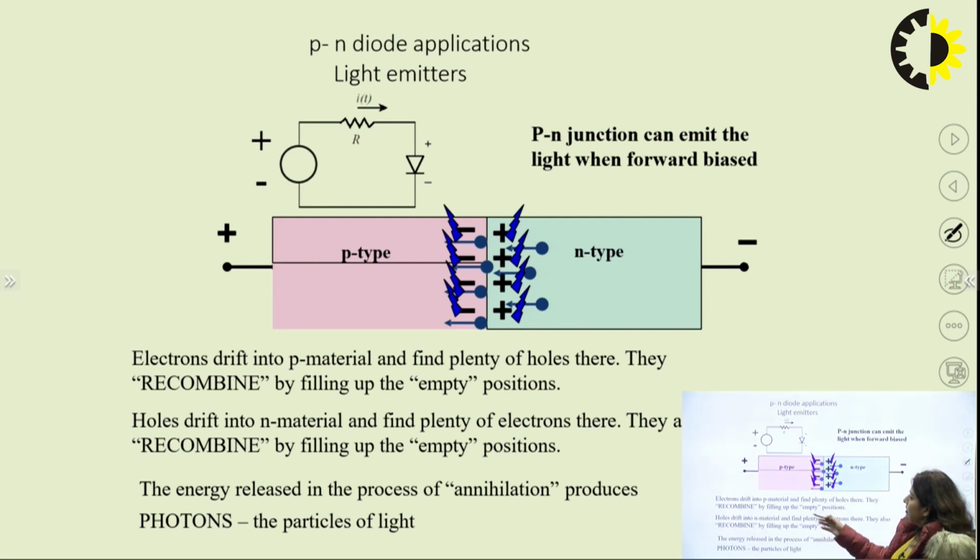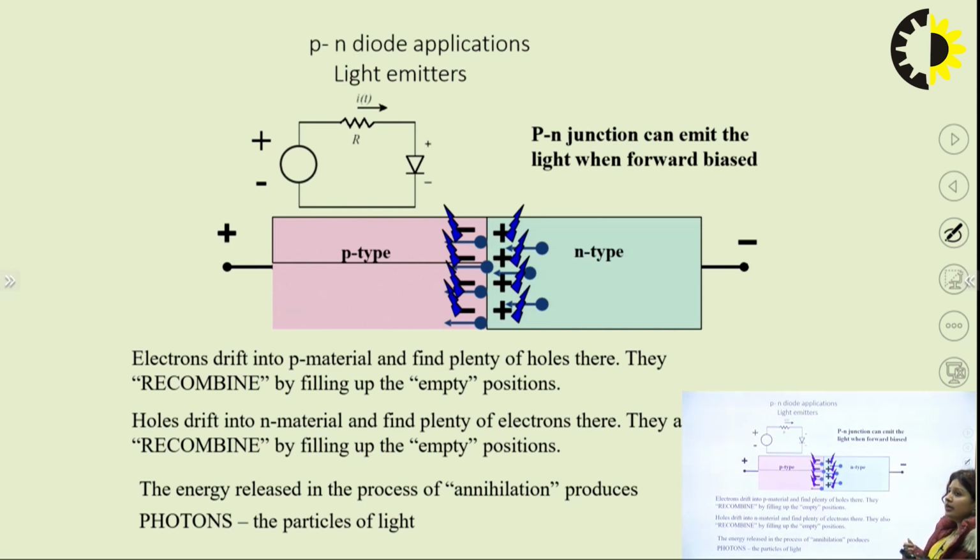Electrons drift into the P material and find plenty of holes there. They recombine by filling up the empty positions. Similarly, holes drift into the N type material and find plenty of electrons, and they recombine there, also filling up the empty positions. When these electrons and holes recombine, they release some kind of energy. This energy is basically in the form of light.